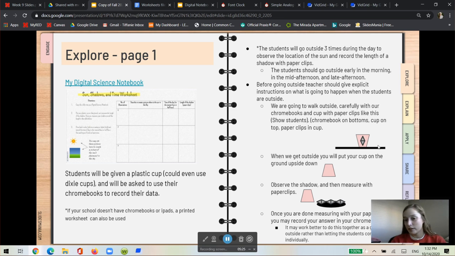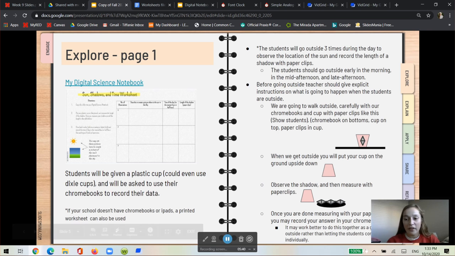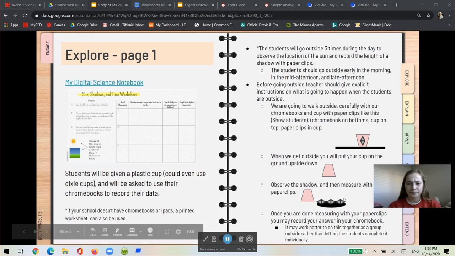I just have examples here, like how should the kids walk with their Chromebooks outside? How should the cup look when they're supposed to be measuring the shadow? How should they be measuring with the paper clips end to end? So it shows that. And then once they're done measuring, they can go to this My Digital Science Notebook.